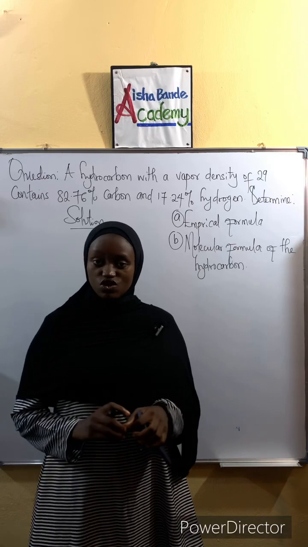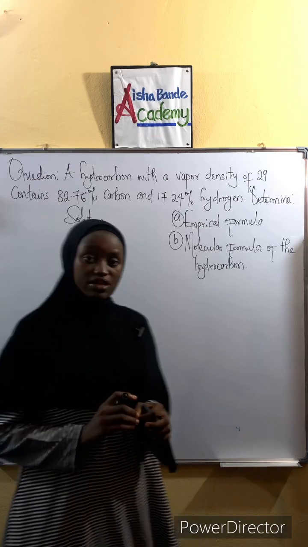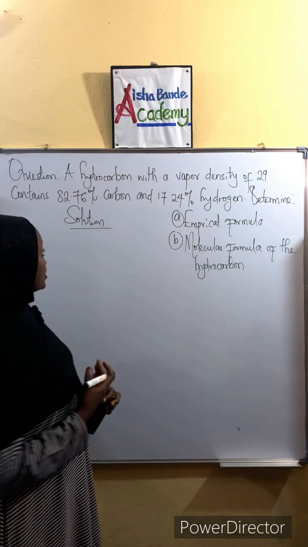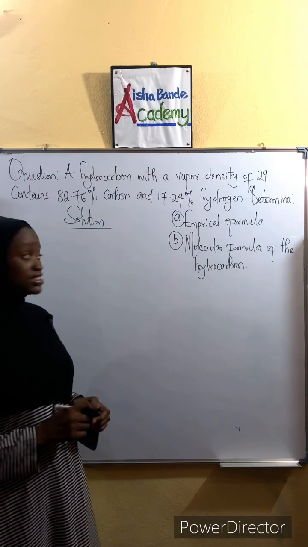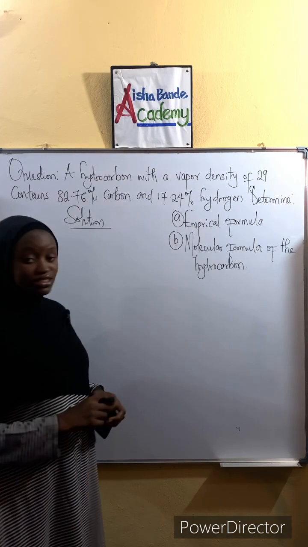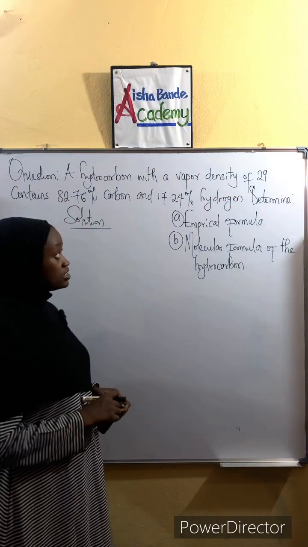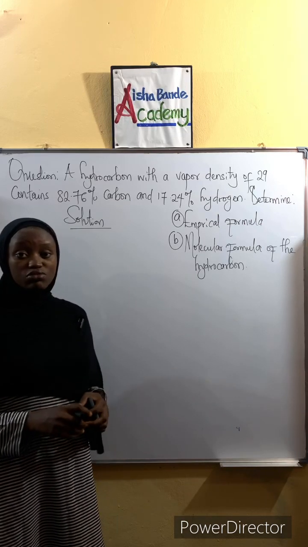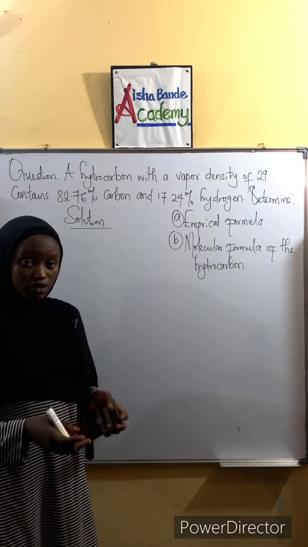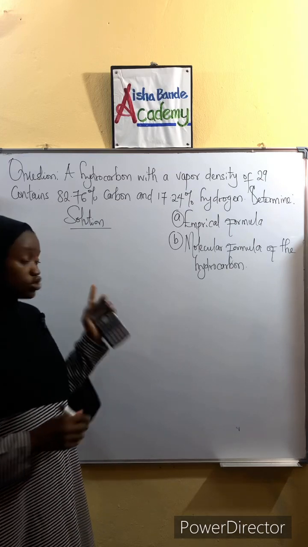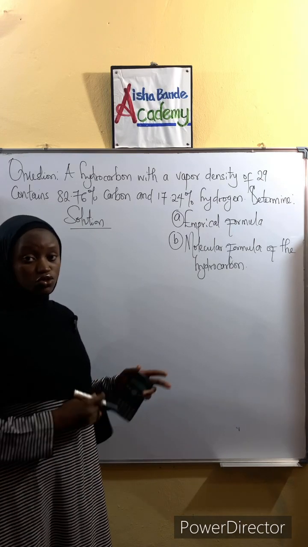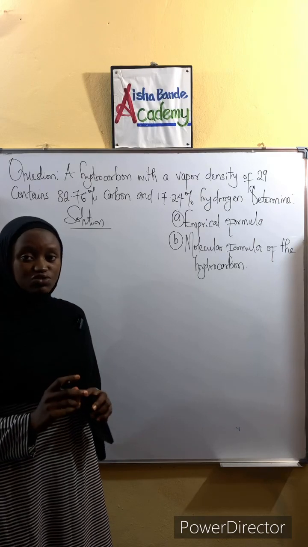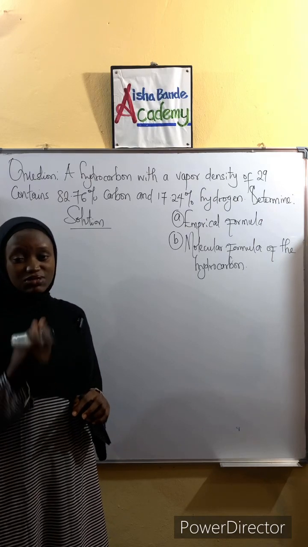Today we have a question to solve which is under empirical and molecular formula. A hydrocarbon with a vapor density of 29 contains 82.76% of carbon and 17.24% of hydrogen. So we are asked to determine the empirical formula and as well the molecular formula of the hydrocarbon. So let's begin. To solve any question under the empirical and molecular formula, the first thing we need to do as a first step is to bring out the elements that have been given from the question.